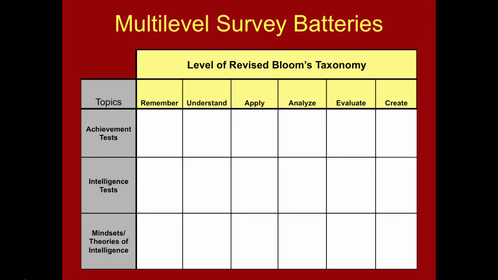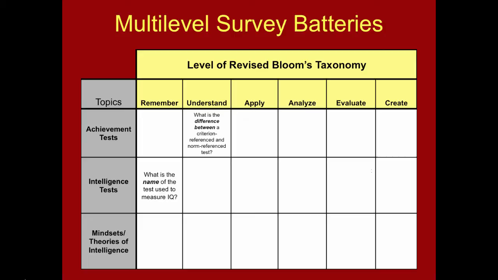Take a look at this matrix. What questions could you create for each topic across all of the levels of Bloom's taxonomy? Here are some examples. For the remember level, we could ask, what is the name of the test used to measure IQ? Notice this question is asking you to identify a discrete piece of information. For the understand level, we could ask you to compare and contrast information. For example, what is the difference between a criterion-referenced and norm-referenced test?